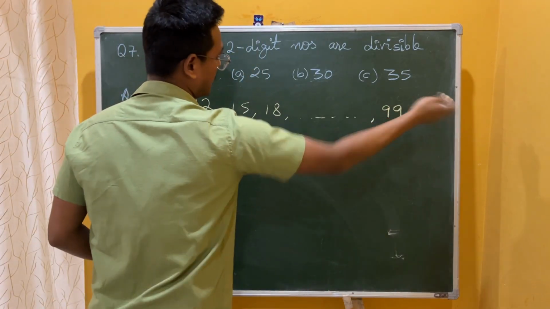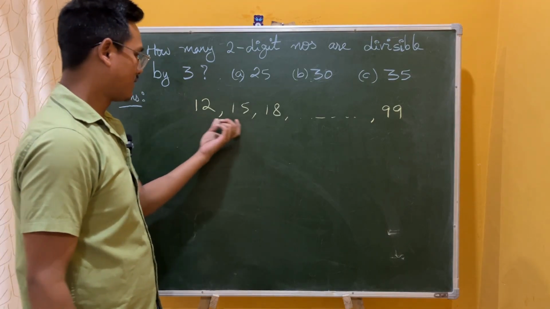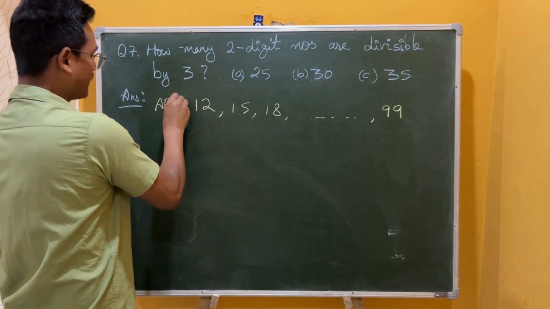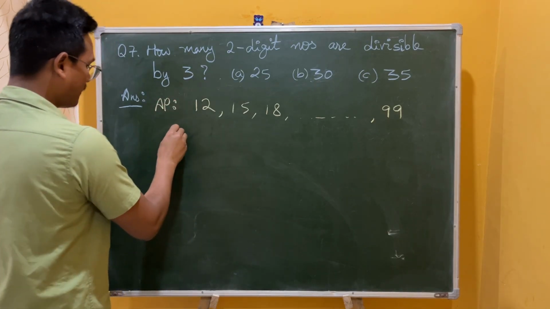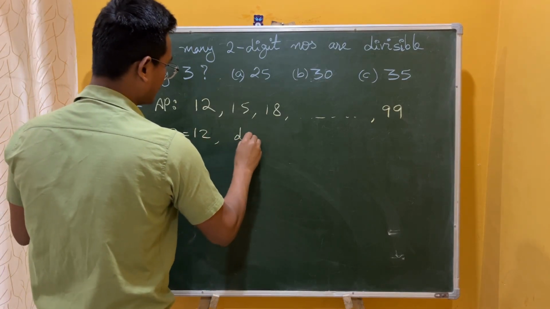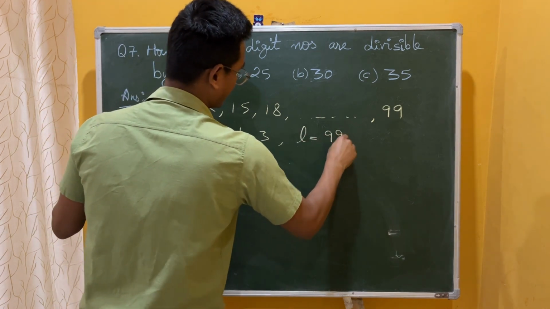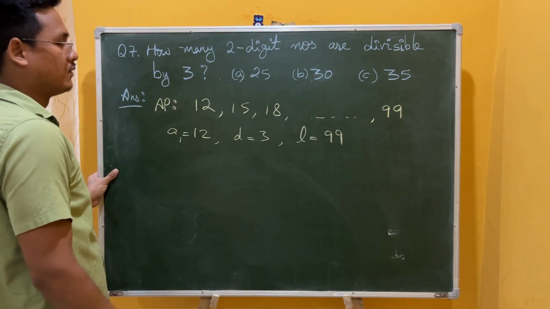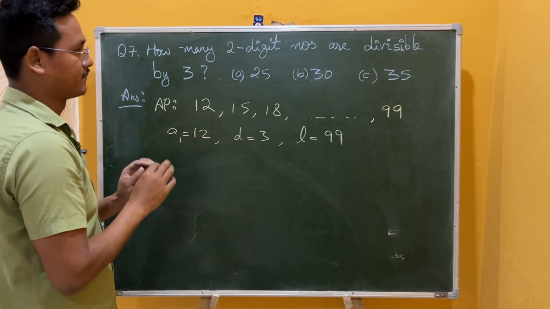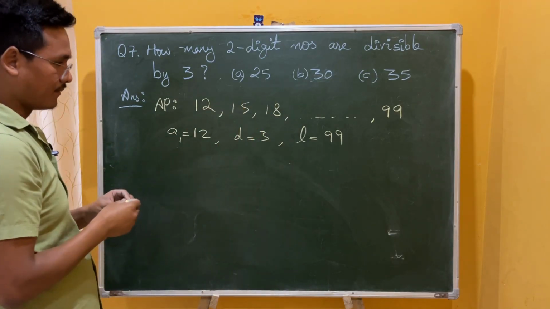So after this, you have a three-digit number. So these numbers form an AP, arithmetic progression, right? Where the first term, A1, is 12, your common difference is 3, and the last term is 99. So all these terms are divisible by 3. That's what it's saying, like how many two-digit numbers are divisible by 3.